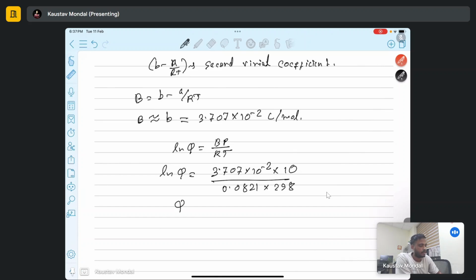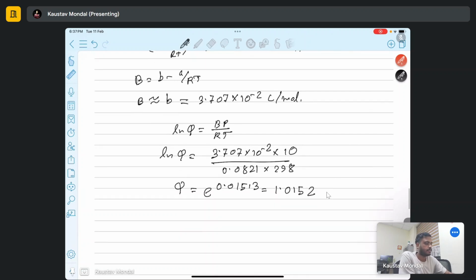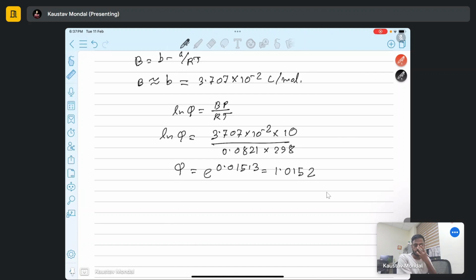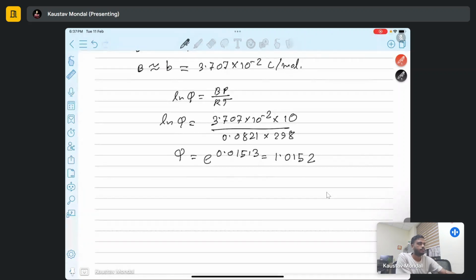This will give you phi equal to e to the power 0.01513. That gives you 1.0152. If you calculate this, you will get phi as this. Now phi means the coefficient of fugacity, right? Now from this coefficient of fugacity you have to calculate the actual pressure. So the effective pressure F is phi into P, right?